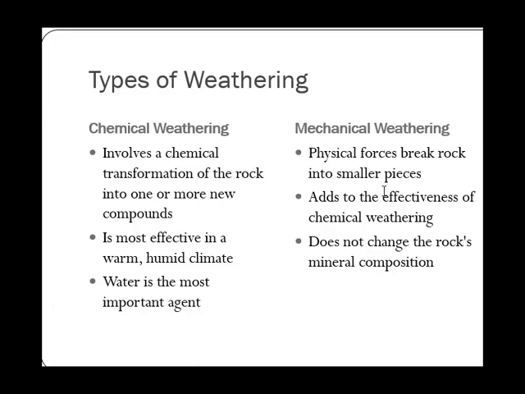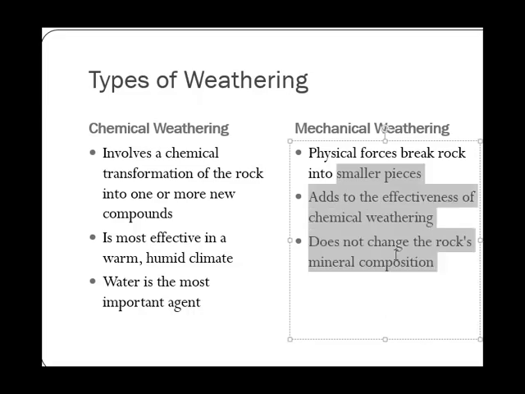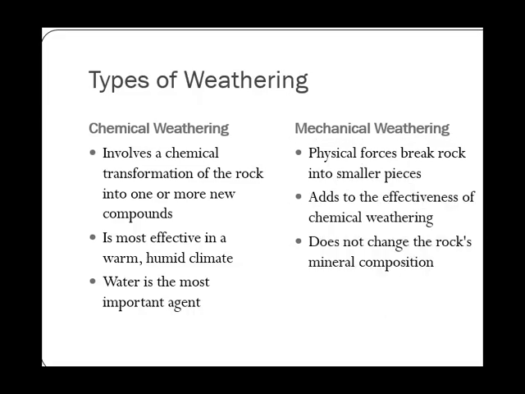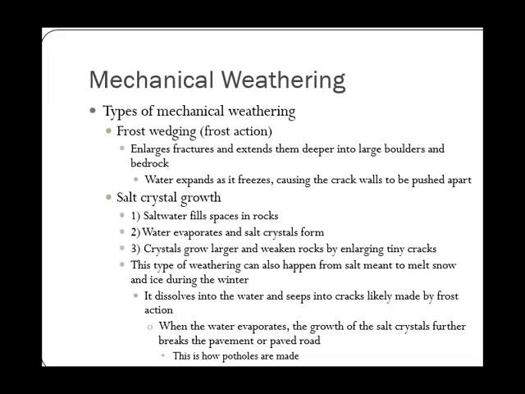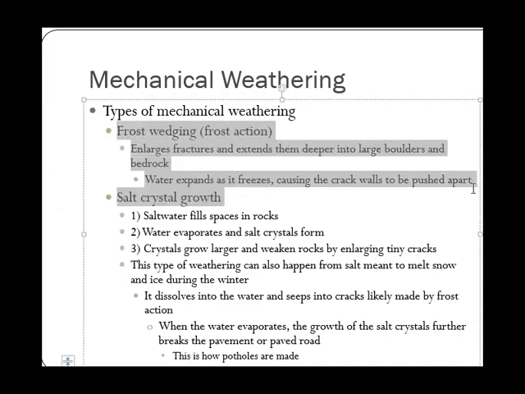Mechanical weathering is physical breaking down, and we're going to see how this works. But physical breaking down of rocks, which could happen with chemical weathering or instead of chemical weathering, is when somehow the rocks get broken down into little pieces. So let's take a look at some examples of mechanical weathering. One possibility is frost wedging or frost action.